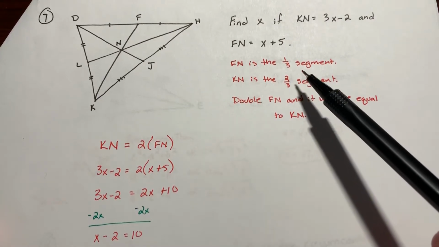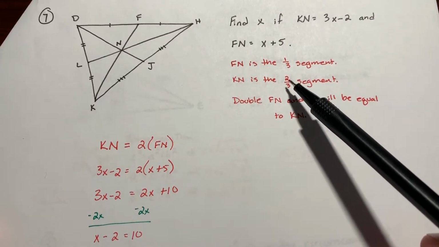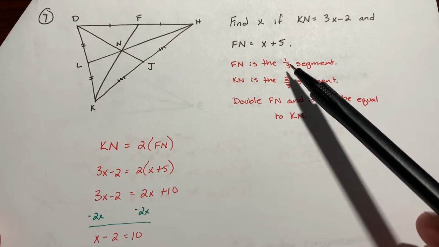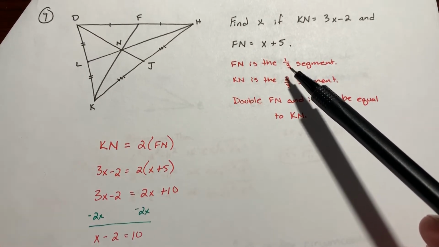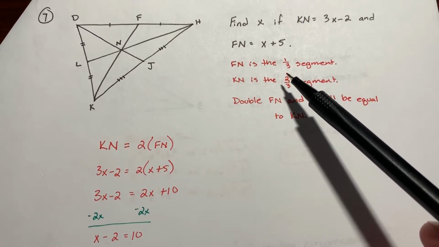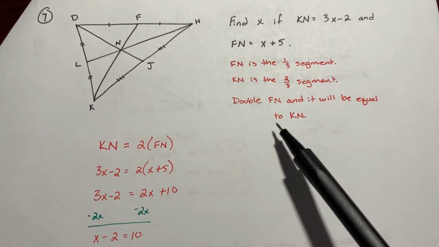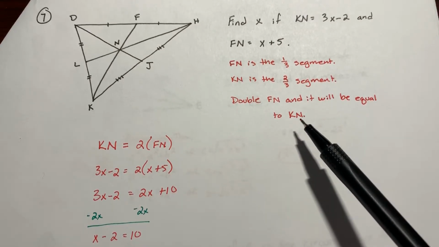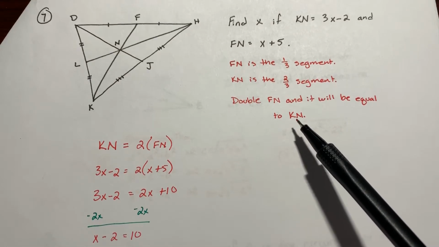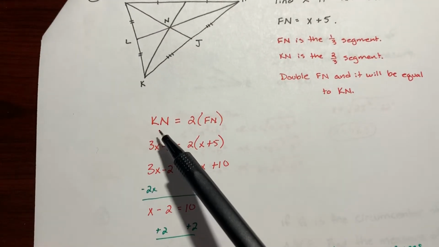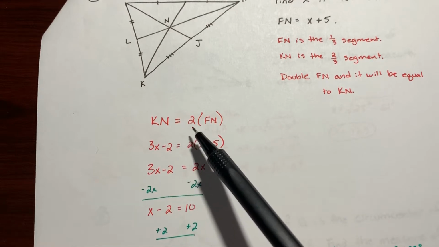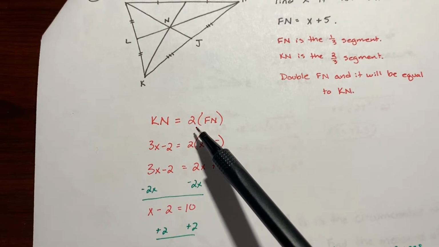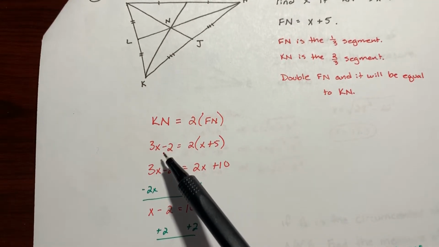Unless, if 1/3 is half the size of 2/3, then that means if I were to double the 1/3 segment, it would be equal to the 2/3 segment. So that's what I want to do. I want to take FN, the smaller segment, and double it so that it's equal to the bigger one. So KN, the bigger segment, is equal to the smaller segment after I double it, when I multiply it by 2.